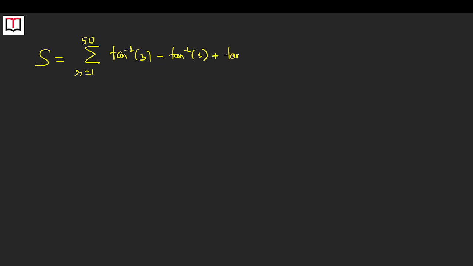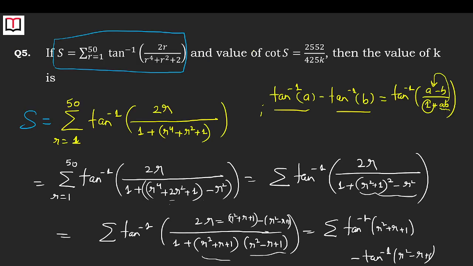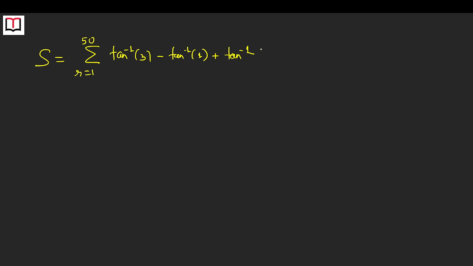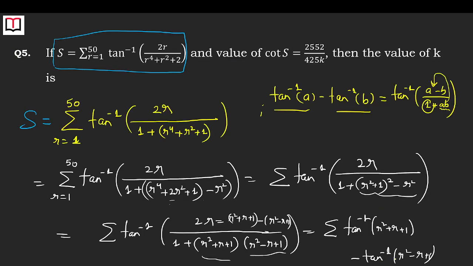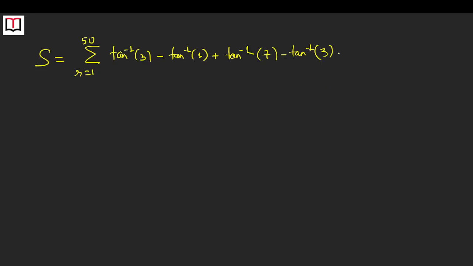plus tan inverse of, when r is 2, so 4 plus 2 is 6, I think 7, minus tan inverse of, when r is 2, 4 minus 2 plus 1 is 3. One more tan, just for myself I am doing it, so 3 square is 9 plus 3 is 12, 13 minus 9 is 4, yeah, that's fine, it's perfectly okay. So see, 3, 3, 7, 7, 13, 13. So the first term we are left with is tan inverse of 1.